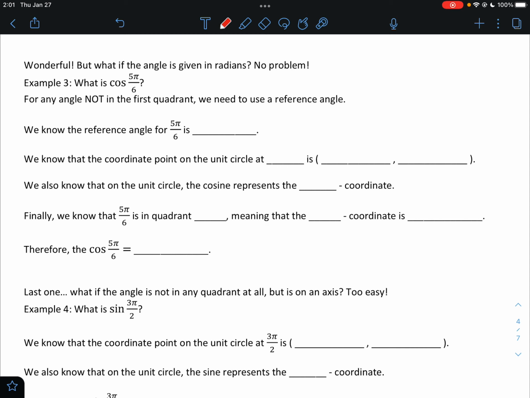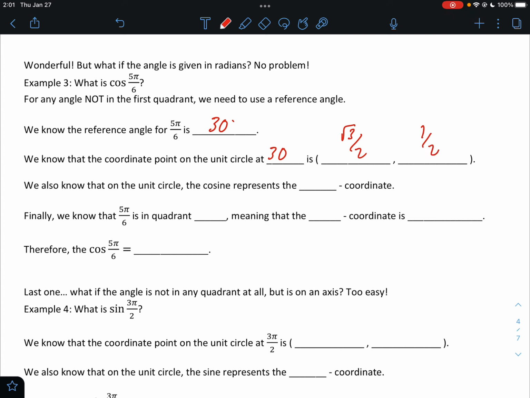For any angle not in the first quadrant, we need a reference angle again. We know that any angle on the unit circle that's something over 6, so pi over 6, 5 pi over 6, 7 pi over 6, 11 pi over 6, the reference angle for those is pi over 6, or 30 degrees. We know that the coordinate point on the unit circle at 30 degrees, again, if you don't know this off the top of your head, you can use the first quadrant for now, but you do need to know this soon without looking at a unit circle, is root 3 over 2, comma, 1/2.